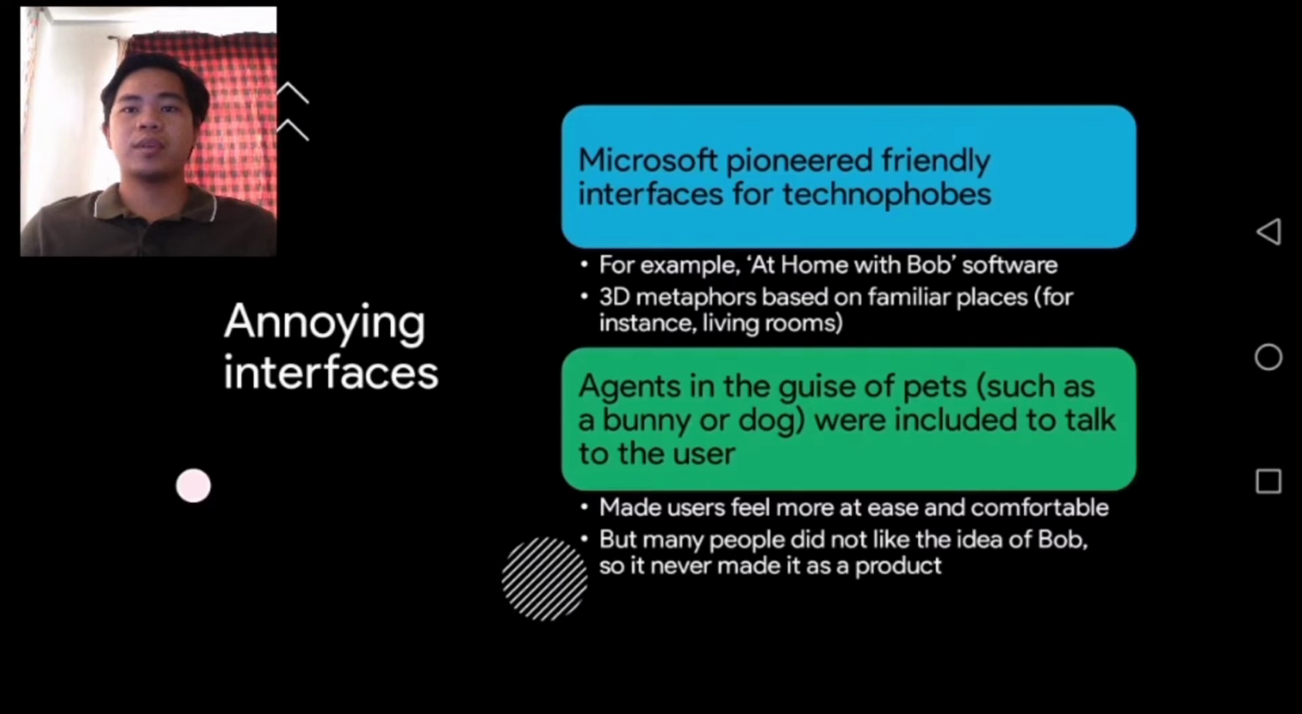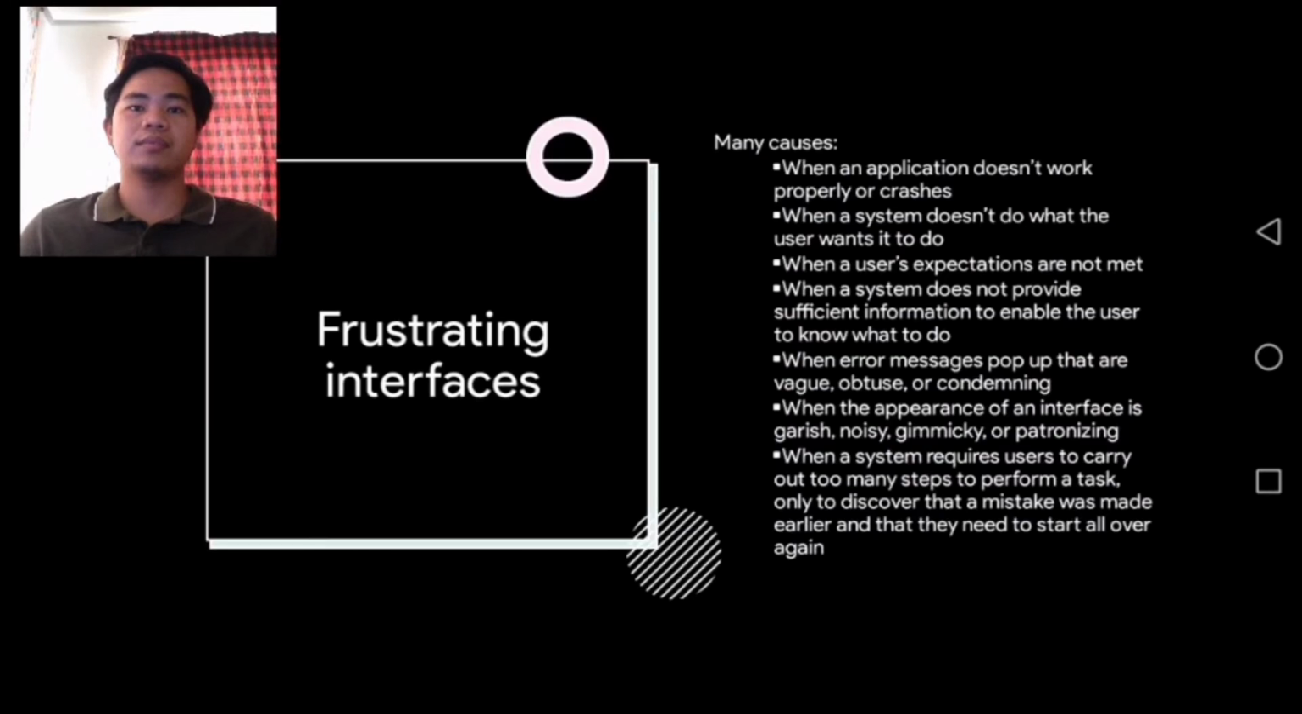Agents in the guise of pets, such as a bunny or dog, were included to talk to the users. This made users feel more at ease and comfortable. But many people did not like the idea of Bob, so it never made it as a product.